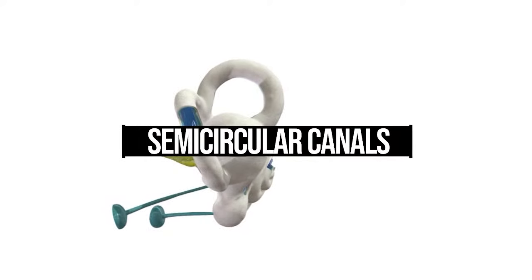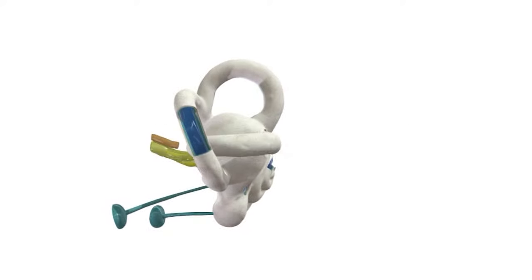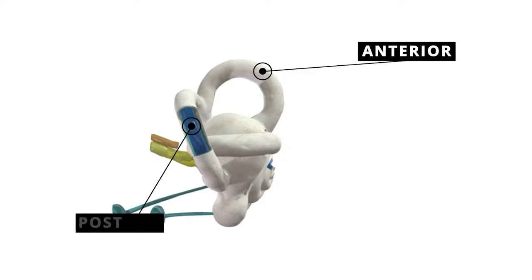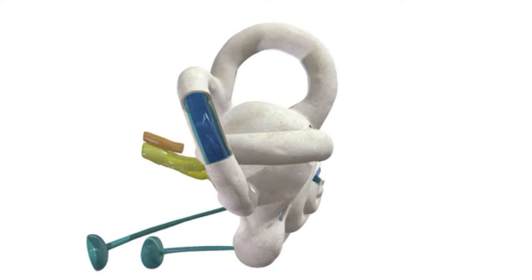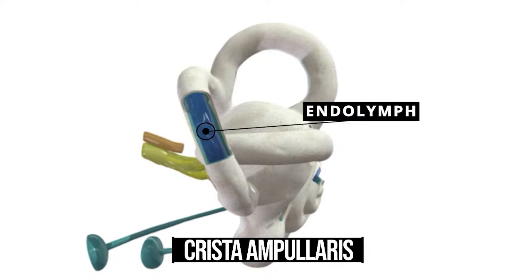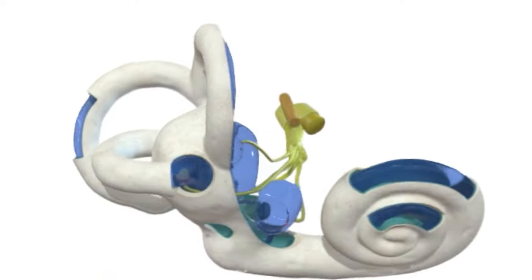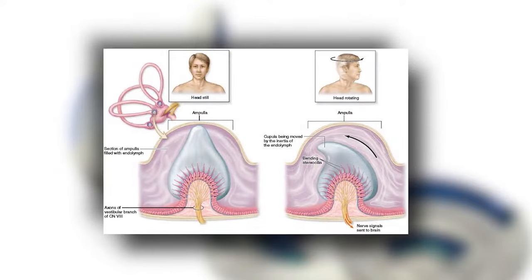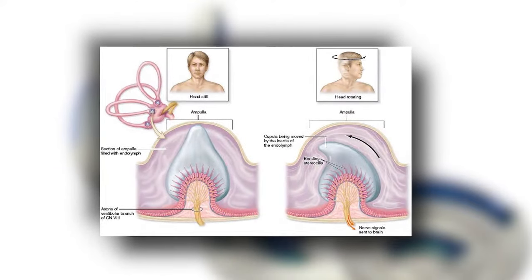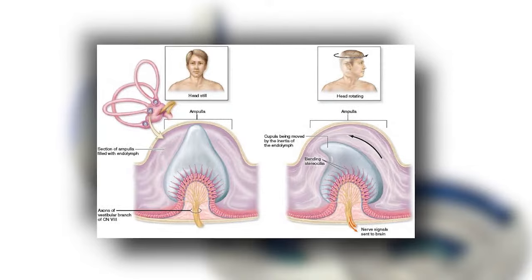Semicircular canals. There are three semicircular canals, anterior, posterior, and lateral, in each ear, oriented at roughly right angles to each other. These canals are filled with a fluid called endolymph and contain a sensory organ called the crista ampullaris. The crista ampullaris has hair cells similar to those in the cochlea, and their movement in response to fluid motion is crucial for detecting rotational movements of the head.